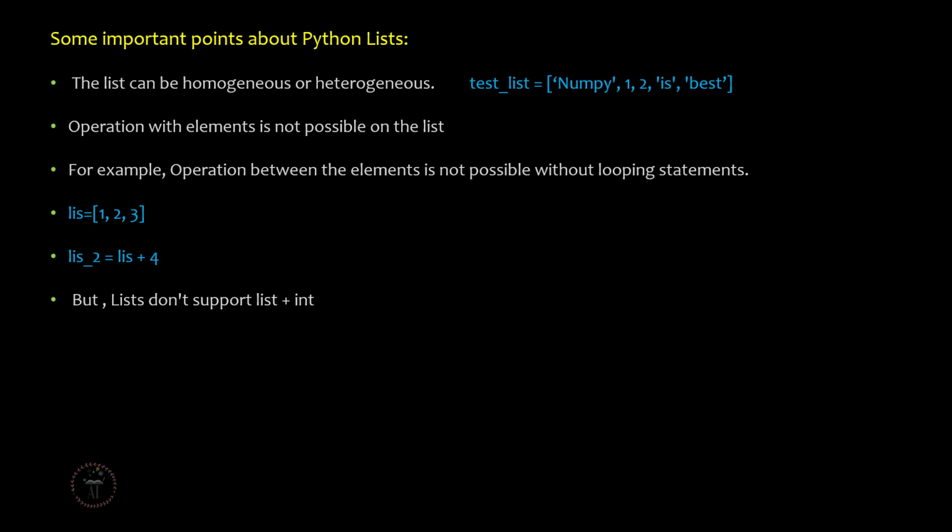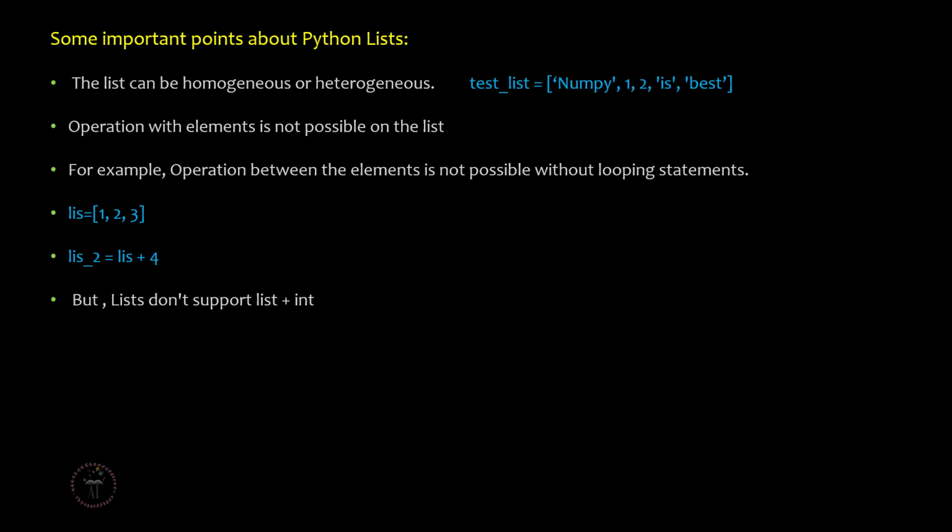And when it comes to a Python list, the operation with the elements is not possible on the list. For example, if I want to add all the elements which are present in my Python list, I don't have a straightforward way. I'll have to make use of a looping statement or list comprehension to do this activity. Moreover, even if I want to add a specific element to my Python list, it's not supported. When I say list plus 4, the list doesn't support list plus integer.